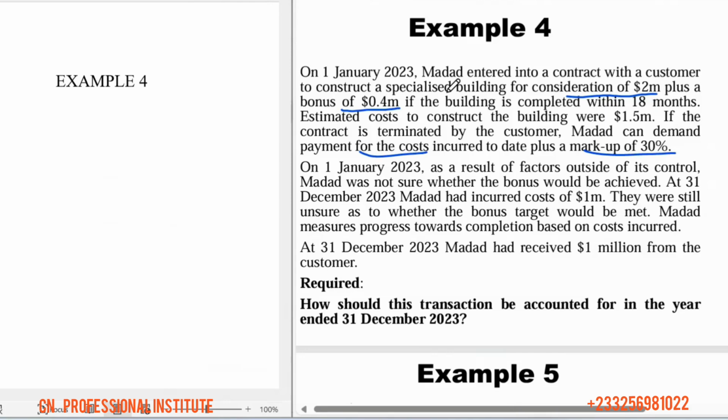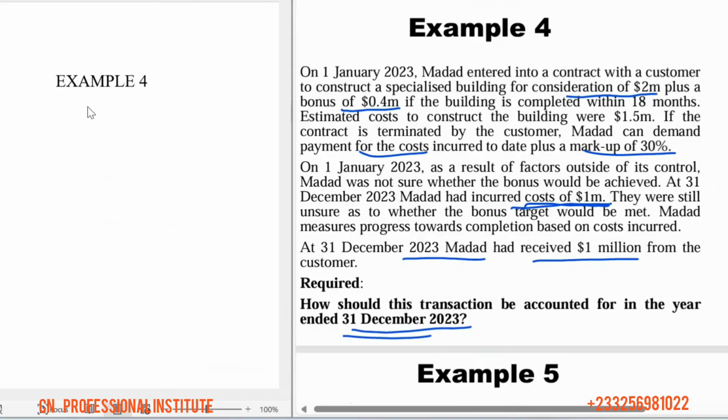At 31st December 2023, my dad had incurred cost of 1 million. So this 1 million is the cost to date. Look at the year end, 31st December 2023. We're told they've incurred 1 million cost, so the 1 million is cost incurred to date. The difference between the 1 million and the 1.5 is the cost to complete, which is 0.5. They were still unsure as to whether the bonus targets will be met. My dad measures progress towards completion based on cost incurred. At 31st December 2023, my dad had received 1 million from the customer. How should the transaction be accounted for in the year ended 31st December 2023?